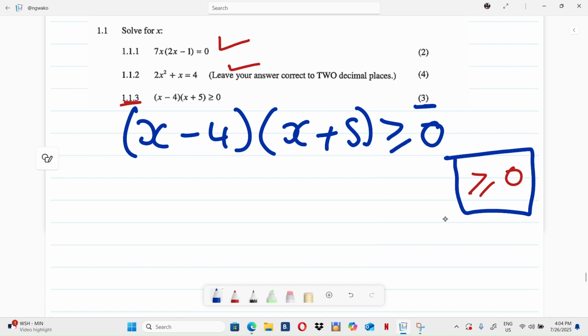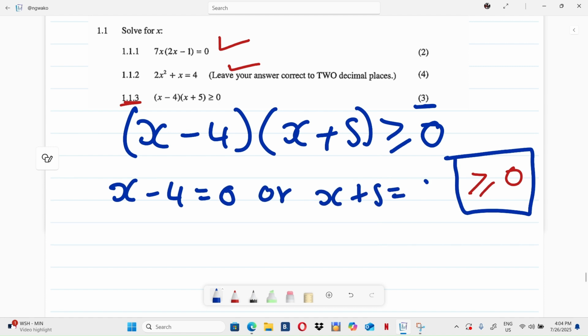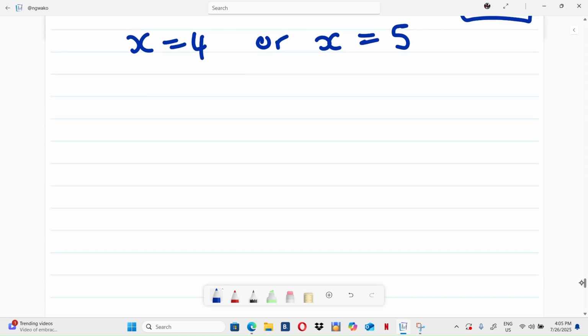I'll tell you why. Now you're looking for the roots, where x is equal to 0. When you look for roots, you can say x minus 4 is equal to 0 because you are looking for 0, or x plus 5 is equal to 0. Now, you say x is equal to 4 or x is equal to -5. These are your roots.